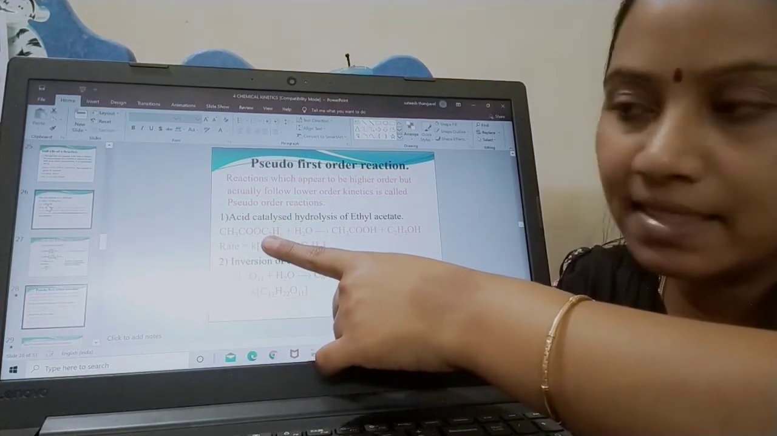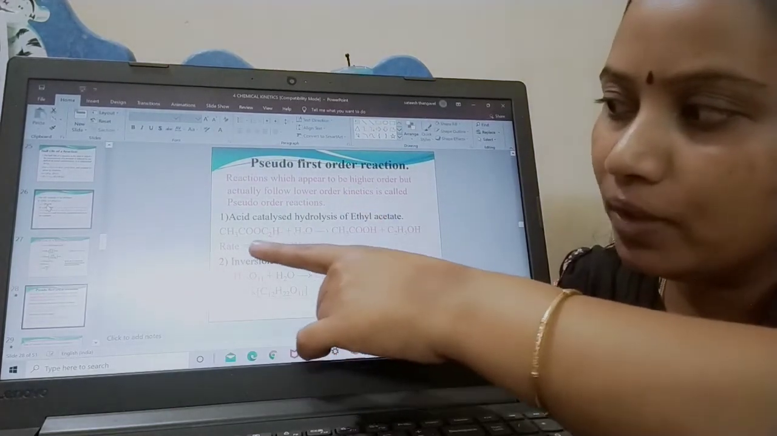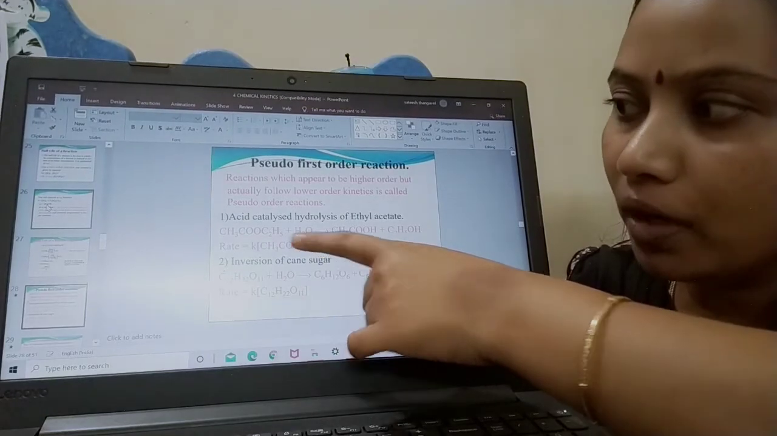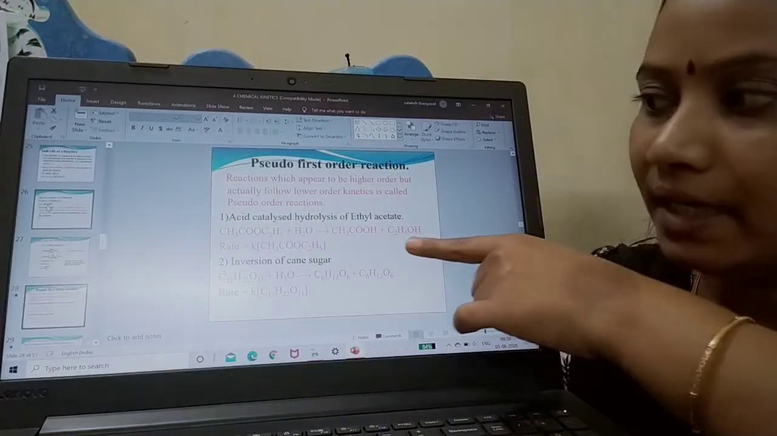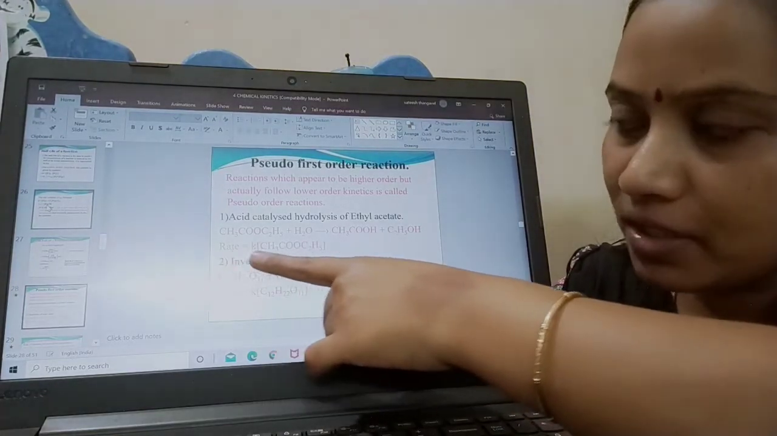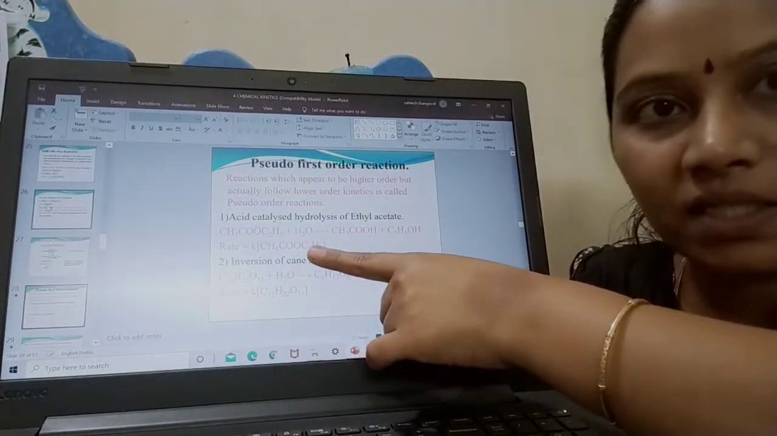CH3COOH is acetic acid; remove H and add C2H5, so this is ethyl acetate. When I add a water molecule, what happens? I will be getting acetic acid and ethanol. Now what is the rate of reaction? Rate of reaction is equal to rate constant into concentration of the reactant.